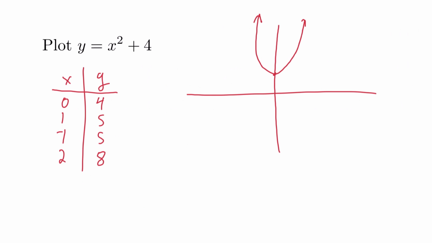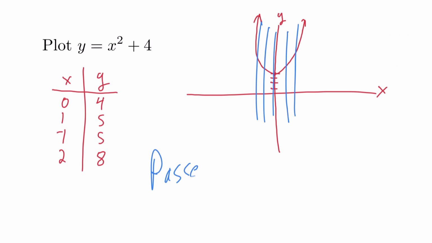So this is my picture. Y-axis, x-axis. And I ask, does it pass the vertical line test? Well, every vertical line is hitting it in only one place, so this passes the vertical line test, and it implies it's a function.